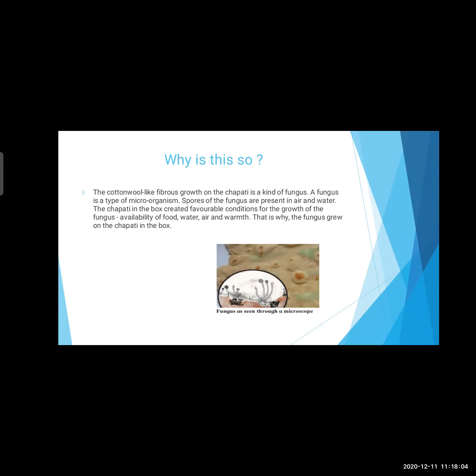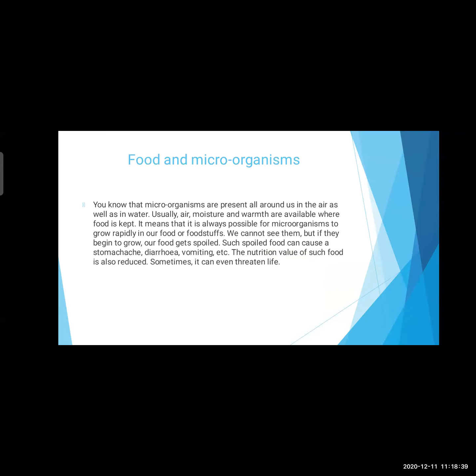Availability of food, warm air and water. That is why the fungus grew on the chapati in the box. अगर उसको हवा मिलती तो थोड़े दिन के लिए रह सकती थी, but only the warmth was there. वहां पे क्या गर्मी थी? Because of the warm climate inside the closed box, the chapati got spoiled. Understood, children?